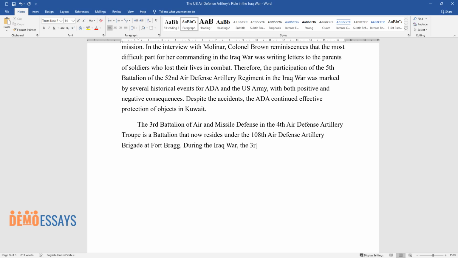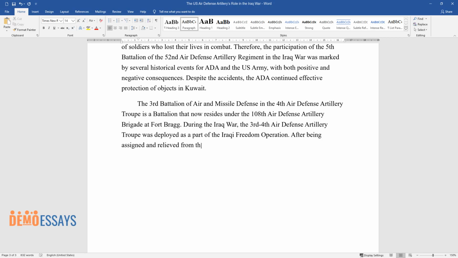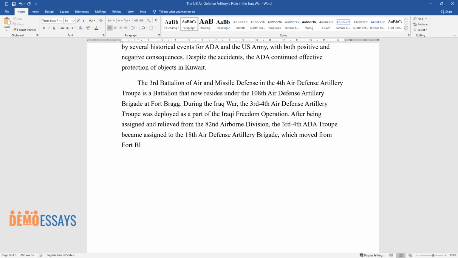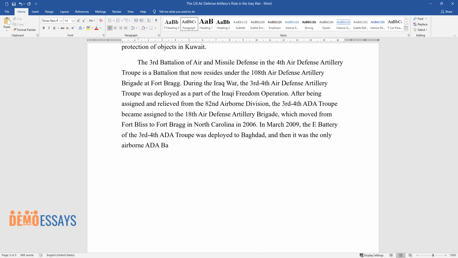During the Iraq War, the 3rd 4th Air Defense Artillery Troop was deployed as a part of the Iraqi Freedom Operation. After being assigned and relieved from the 82nd Airborne Division, the 3rd 4th ADA Troop became assigned to the 18th Air Defense Artillery Brigade, which moved from Fort Bliss to Fort Bragg in North Carolina in 2006. In March 2009, the E Battery of the 3rd 4th ADA Troop was deployed to Baghdad, and then it was the only airborne ADA battery in the Army.